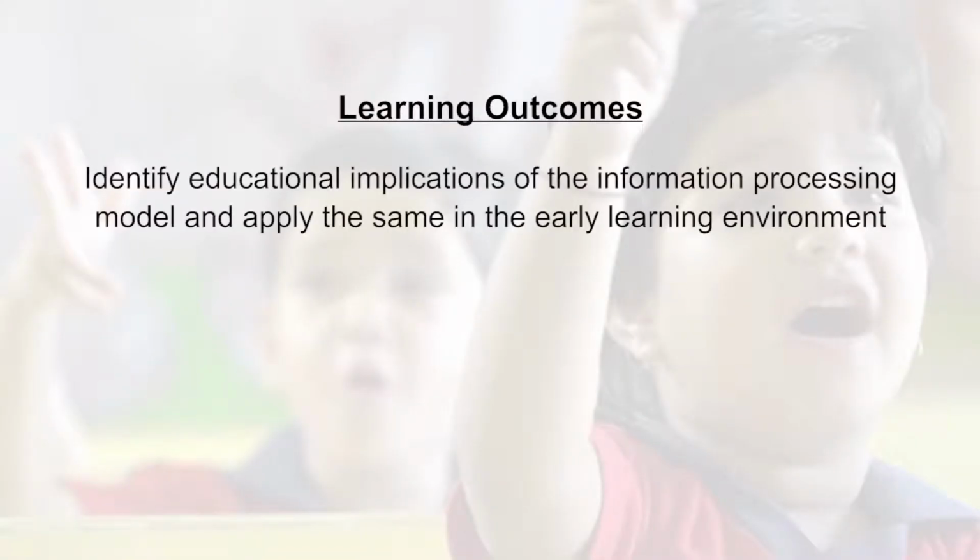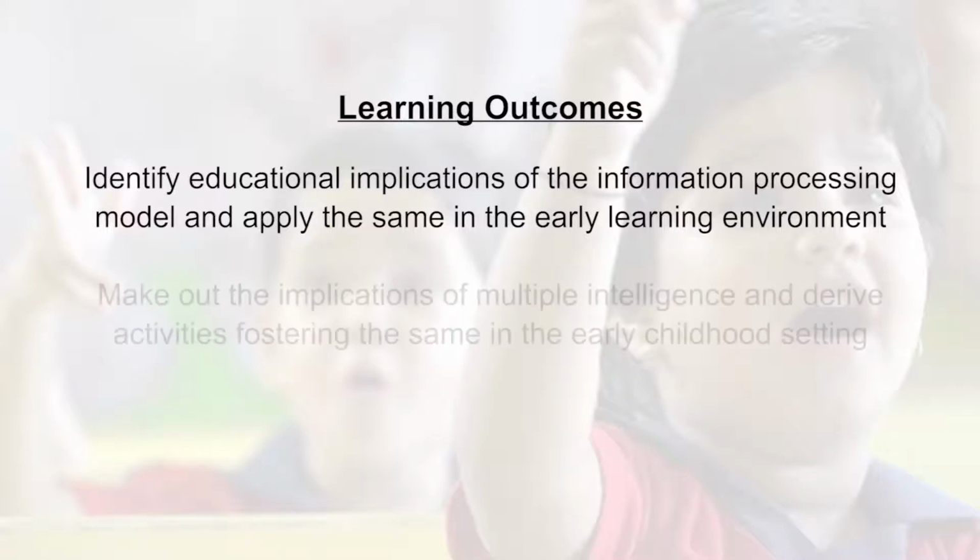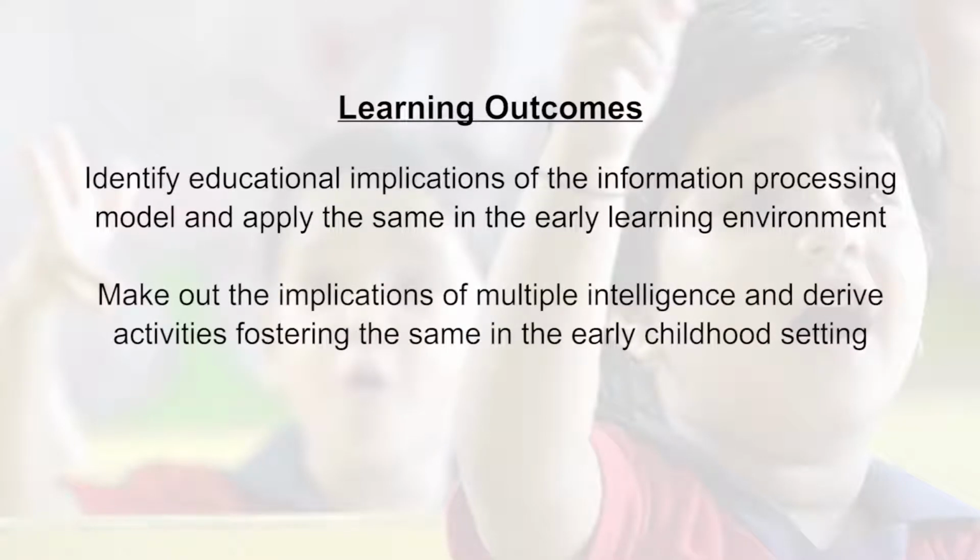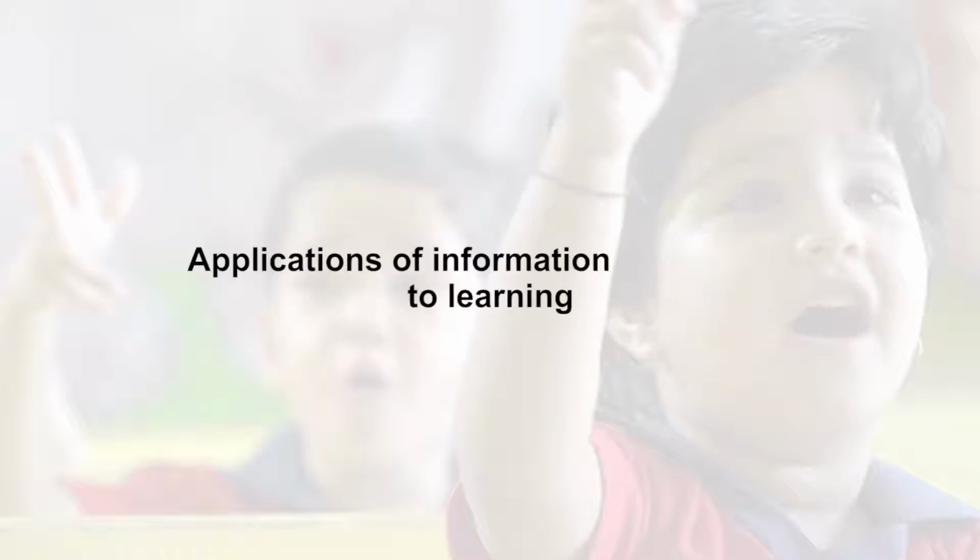At the end of this video, you will be able to identify educational implications of the information processing model and apply the same in the early learning environment. The second is to make out the implication of multiple intelligence and derive activities fostering the same in the early childhood setting. Now let us see the applications of information processing towards learning.